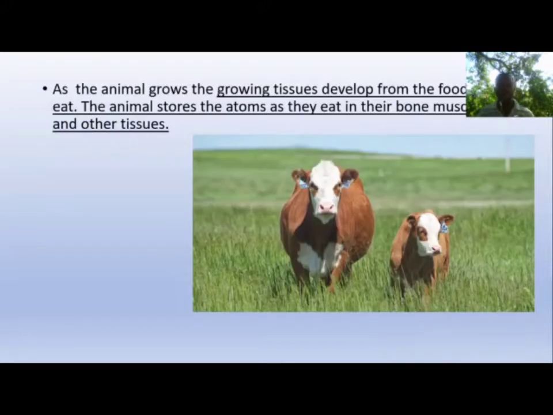Now, as the animal grows, the growing tissues develop from the food they eat. Remember when we talk about food chains and webs, and we talk about that biomass thing there in the ecological pyramids. If you remember, we say once the organism eat, then the materials become a part of their body. Same thing I'm saying right here. So once the organisms eat, consume other plants and other animals, then the materials will grow and add to their tissues, so they expand. So the animal stores the atoms as they grow in their bones and muscles and other tissues.